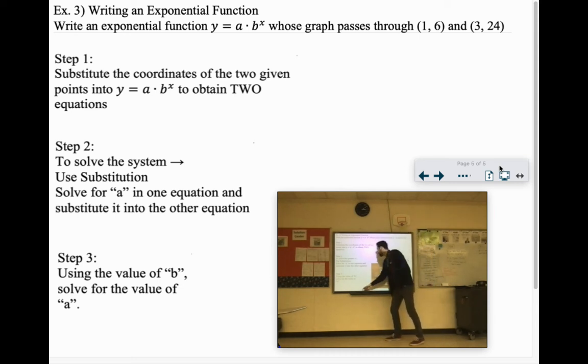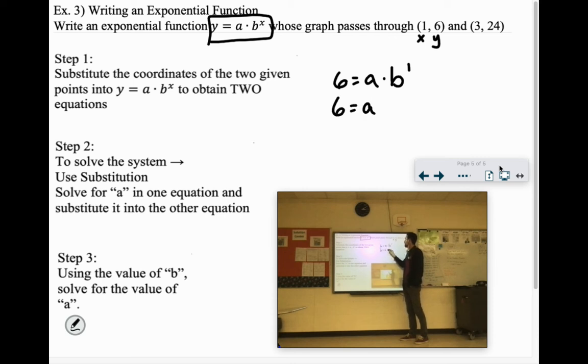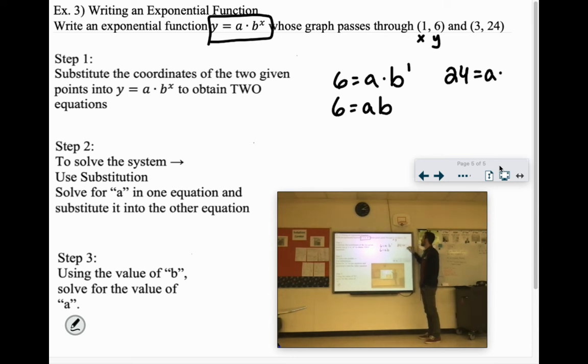So if I chose 1, 6, 1 is obviously the x, 6 is the y. So if I replace this equation with those x and y's, we have y equals a times b to the first power. Now if we clean that up, b to the first is just b, so this would really be 6 equals ab. If we did that with the other equation, we'd have y, which is 24, equals a times b to the third power. Great. So here's our 2 equations.